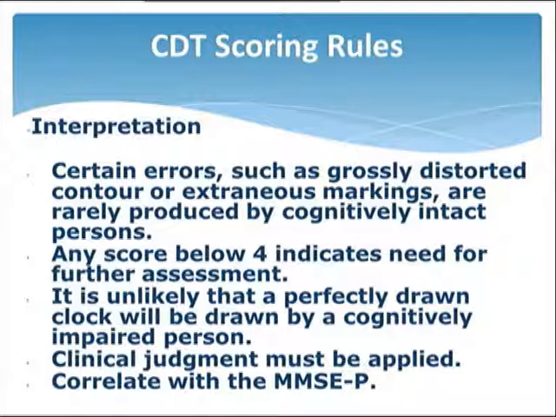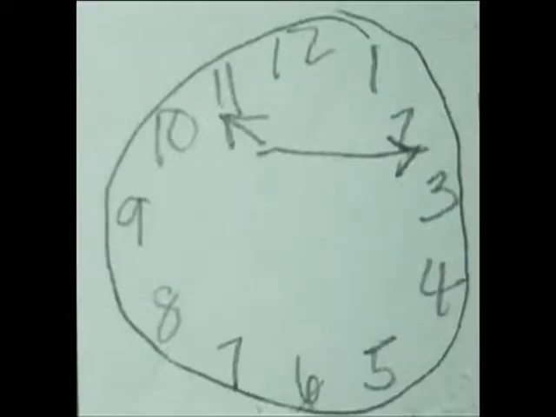Correlate with the MMSE-P. Our subject gets 3 out of 4 points for the clock drawing test. She was able to draw a closed circle and place all the numbers in their correct segments and position. However, she was not able to tell the proper time and the hands are not centered correctly.